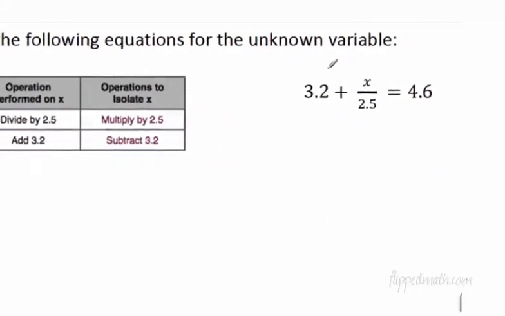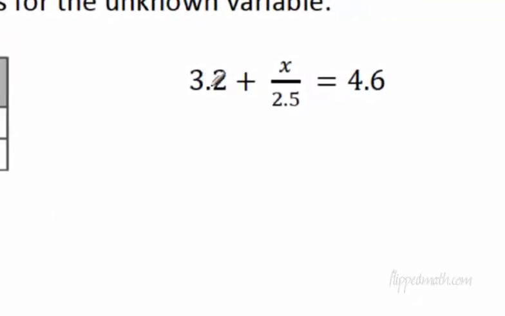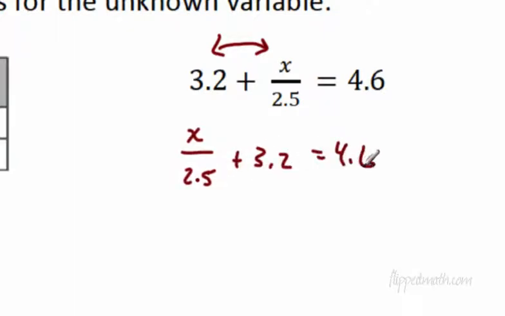The next example is pretty close to the other example, except here we have the 3.2 in front. We can switch the order right here, because the order that we add does not matter. That's the commutative property of addition. So I'm going to rewrite this equation first as x divided by 2.5 plus 3.2, all of that equals 4.6. I have a little table over here that tells us what we did to x. The first thing we did was divide by 2.5. Then we added 3.2. Those are the steps as they're listed in the table.